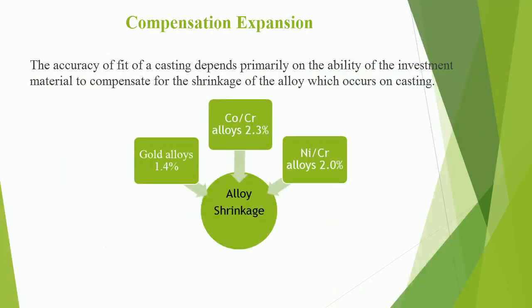Different metals shrink at different rates. It is seen that the most shrinkage takes place in cobalt chromium alloys, which are base metal alloys, and the least takes place in gold alloys. And this is why we have to do the compensation expansion.